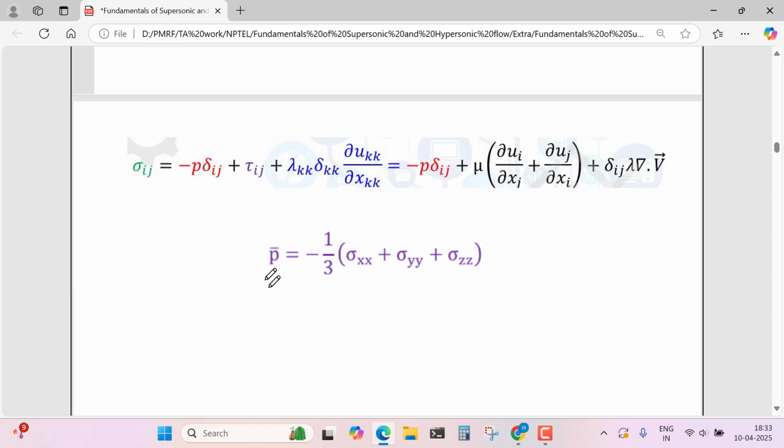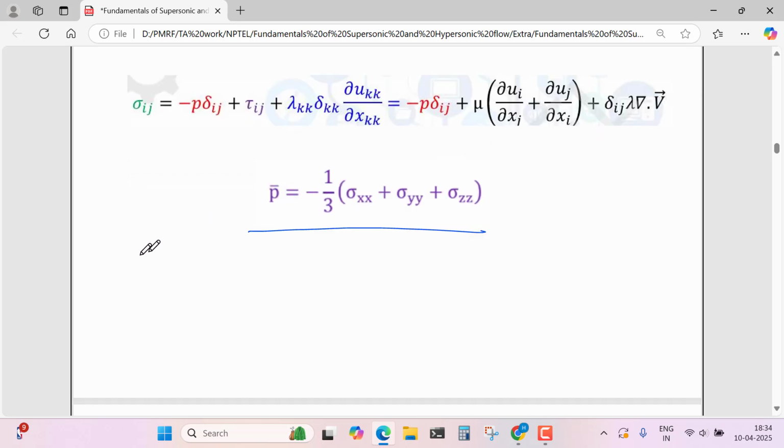So mechanical pressure is given by P bar equal to minus 1 by 3 (sigma xx plus sigma yy plus sigma zz), and sigma ij is given by minus P delta ij plus tau ij plus lambda delta ij dou u k upon dou x k. In simplified form, for Newtonian flow, it will be equal to minus P delta ij plus tau ij, which is mu (dou ui upon dou xj plus dou uj upon dou xi) plus delta ij lambda del dot V.